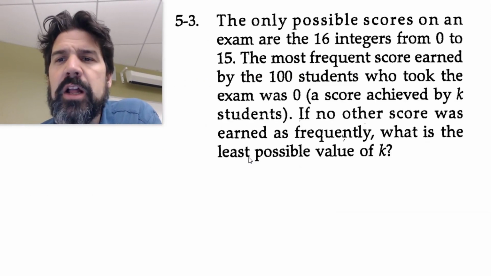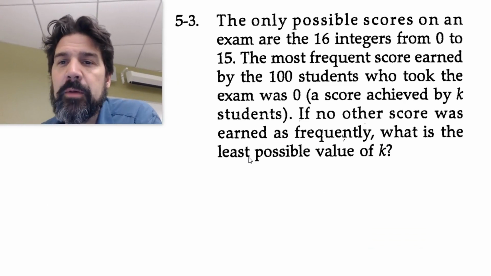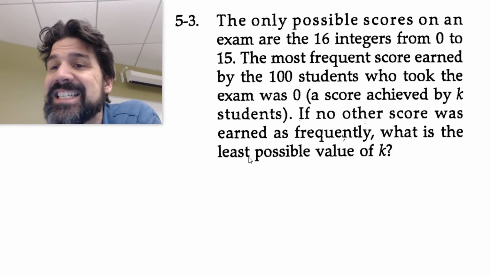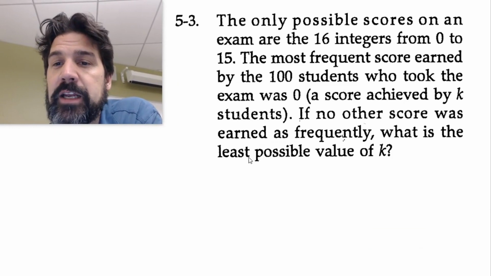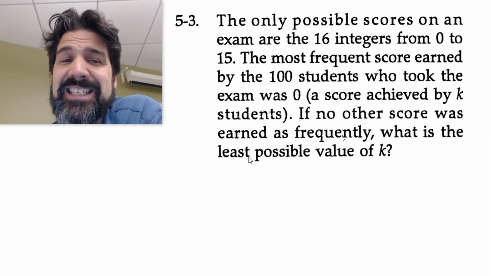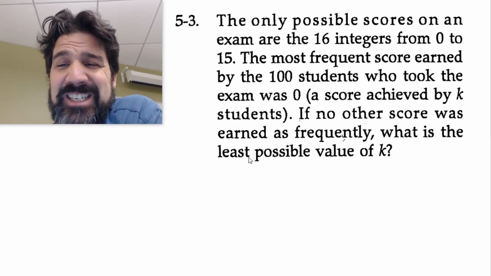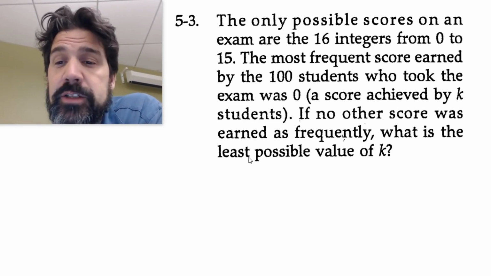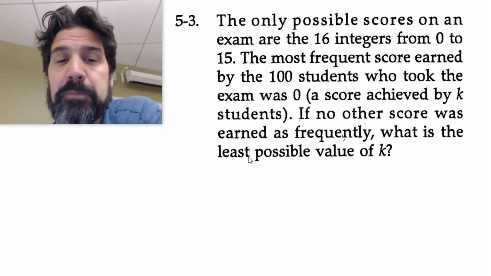Number 3. The only possible scores on an exam are the 16 integers from 0 to 15. The most frequent score earned by the 100 students who took the exam was 0. That's unfortunate. That's not good. But a score achieved by k students, and no other score was earned as frequently, what is the least possible value of k?